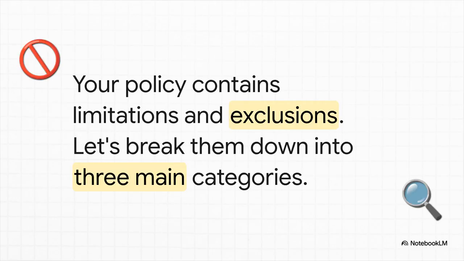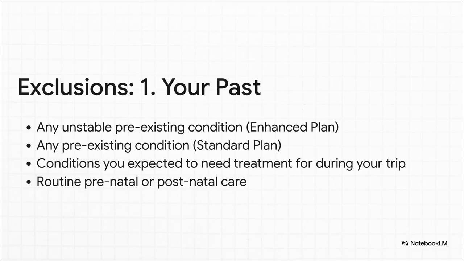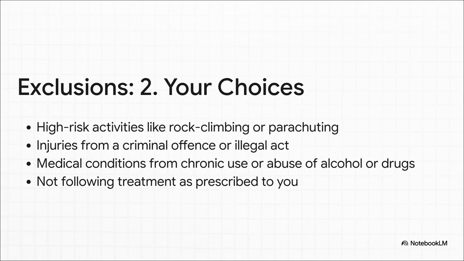Now, the full list of exclusions in the policy is, well, it's long, but don't worry. We can boil it all down to 3 simple categories to make it easier to remember. We've got your past, your choices, and the plan's limits. First up, things related to your past medical history. No surprise here, right? We've already talked a lot about pre-existing conditions. This also covers any issues you already knew you'd need treatment for on your trip, as well as routine care related to pregnancy. Next up, category 2, your choices. This one's pretty much about common sense.